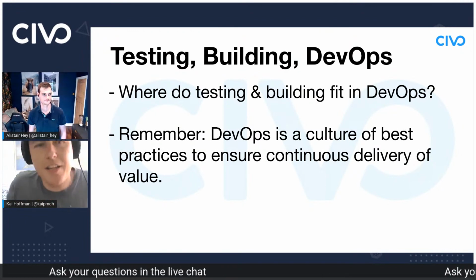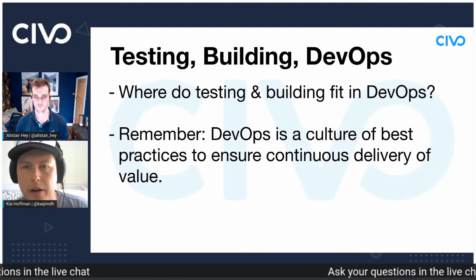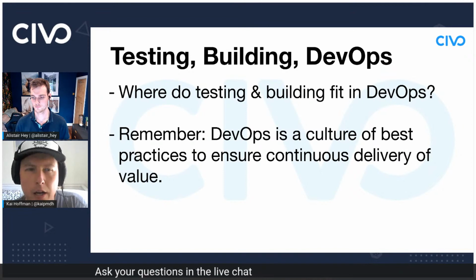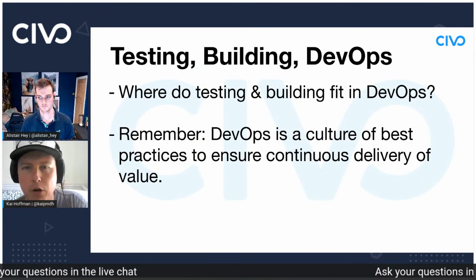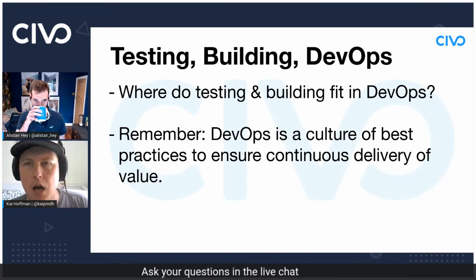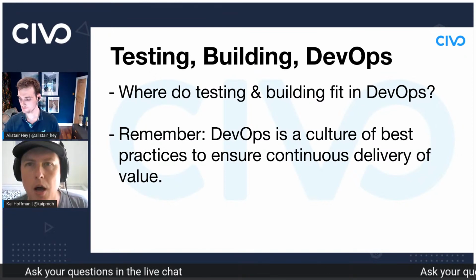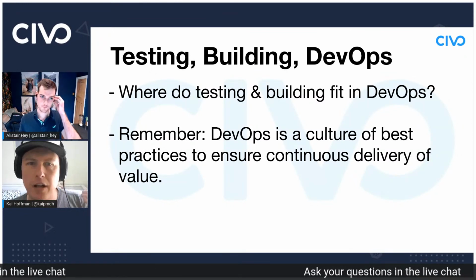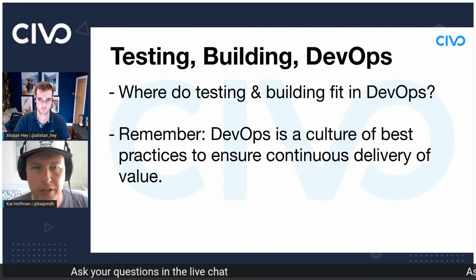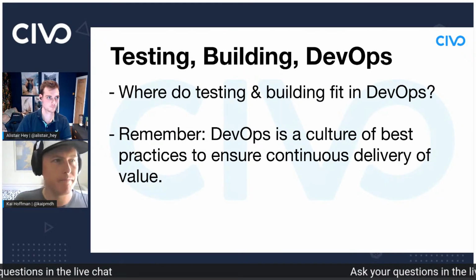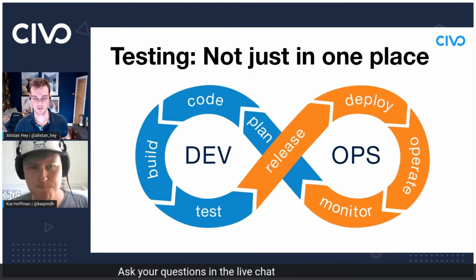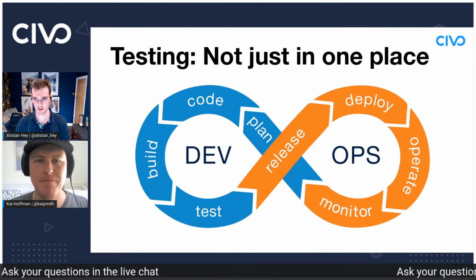The first thing we need to talk about is where testing and building fit in the concept of DevOps. If you attended the first session, you remember that DevOps is a culture. It's not a strict set of things you do, but the intention is that you have a culture that feeds itself to ensure the continuous delivery of value for whatever it is that you're building. That feeds into this continuous improvement, continuous feedback lifecycle.